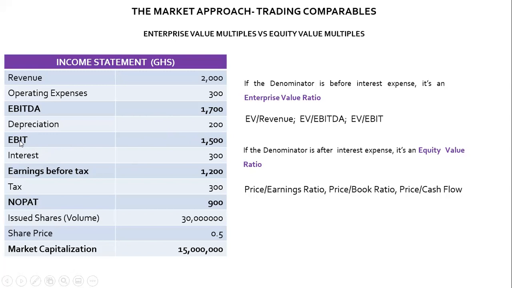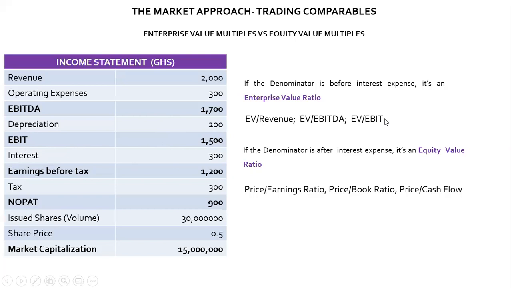We also have EV divided by EBITDA. So the enterprise value to EBITDA multiple is there. Then we also have enterprise value to EBIT, the EV to EBIT multiple.